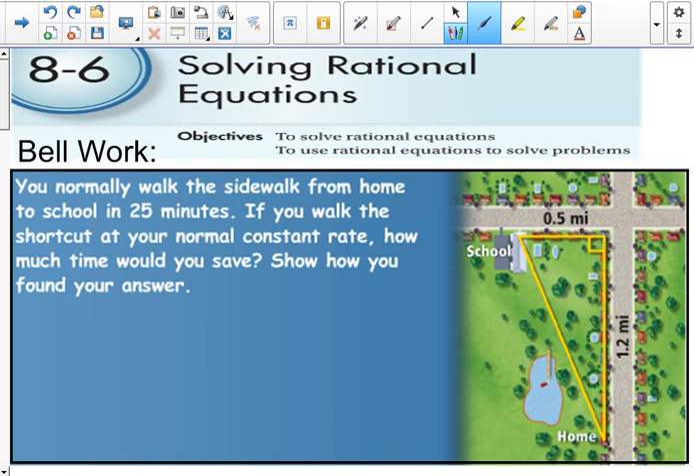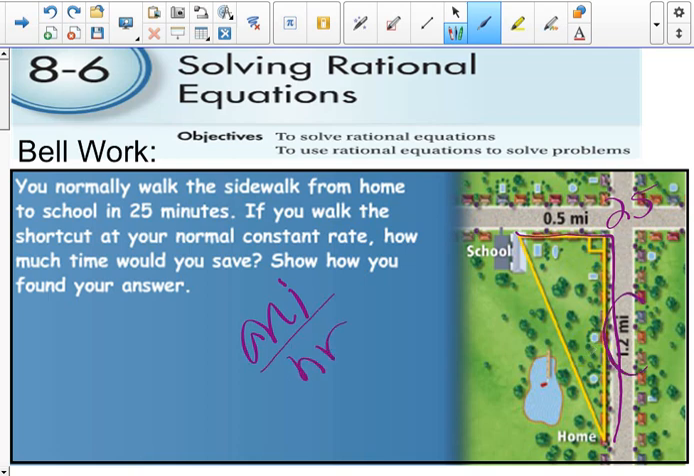So you've been working over this since class started, and the first thing you want to do is look at your figures, what's given to you. It says you normally walk the sidewalk from home to school in 25 minutes. So we know we go from here to here in 25 minutes. So we really could get a miles per hour, right?